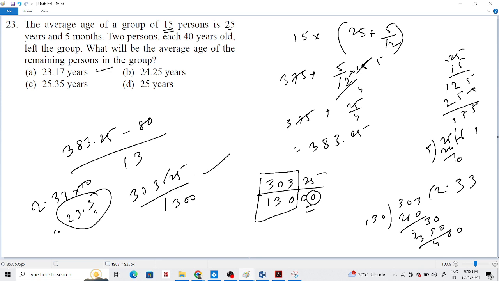Did you realize how we can apply this shortcut? Although this calculation itself is easy, still if you want, we can apply this and we can easily get this 23.17. Okay, done. Niladri, try to apply the shortcuts as much as possible. Please don't keep the shortcuts in showcase.